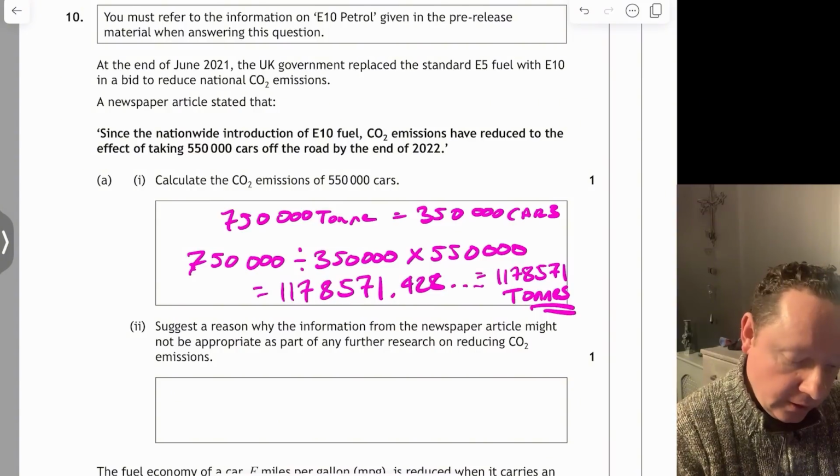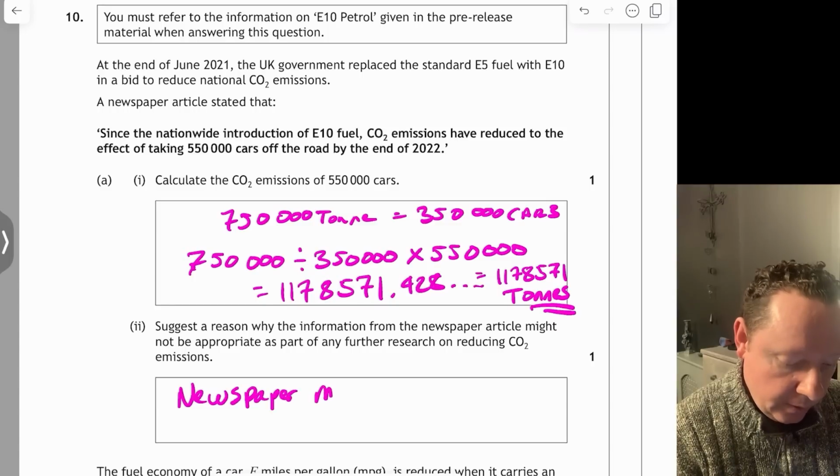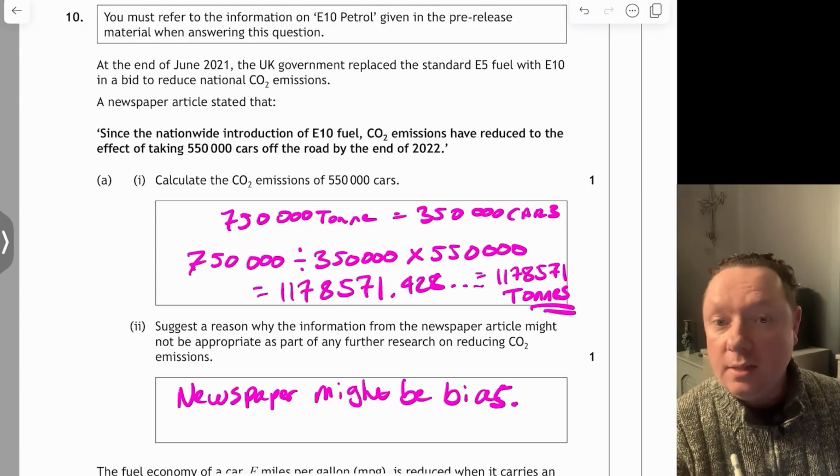So I'm just going to put one of the reasons down. I'm going to say the newspaper might be biased. What I'm using is might, not is biased. We don't know it is biased, but it might be.